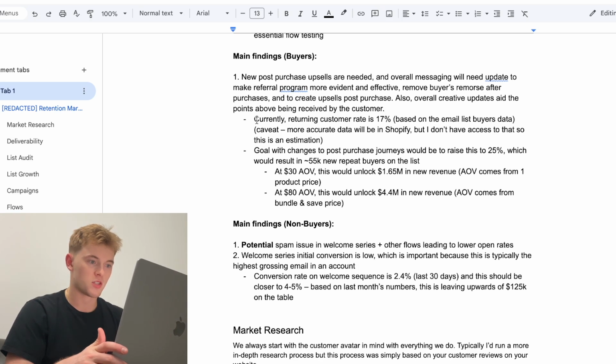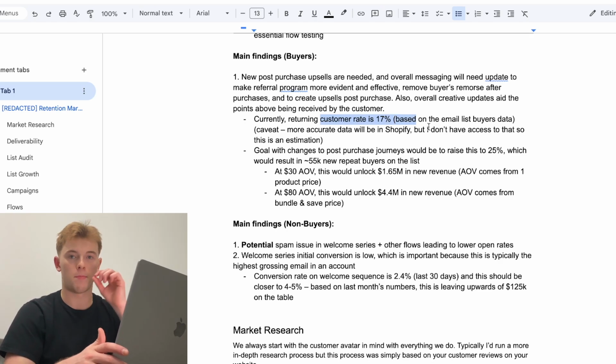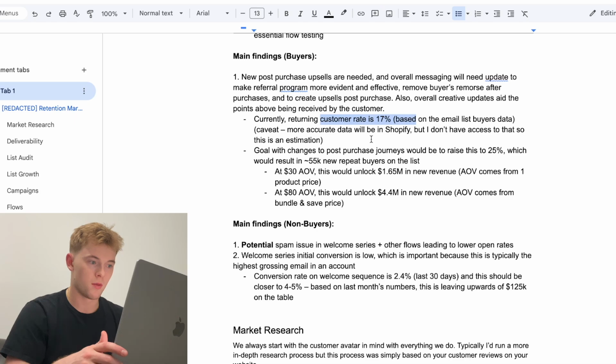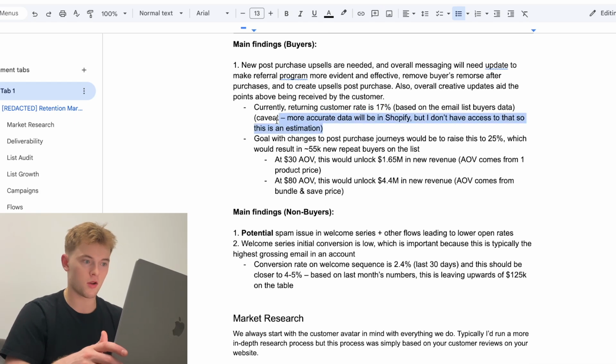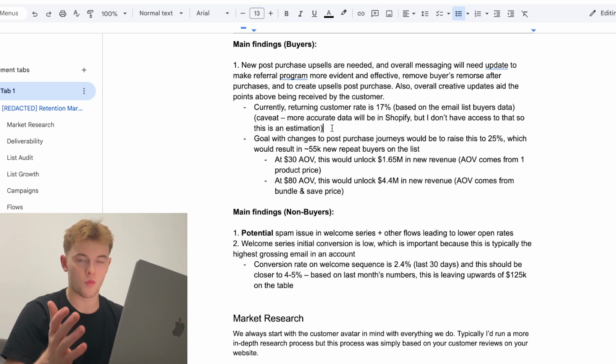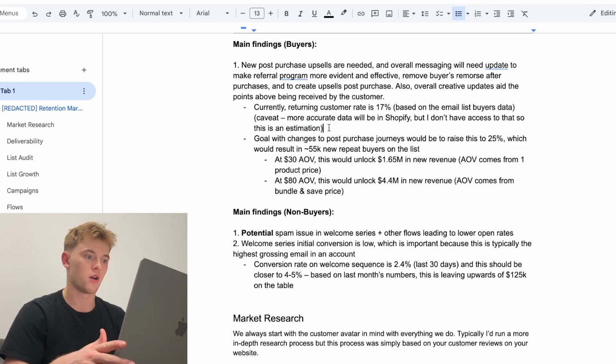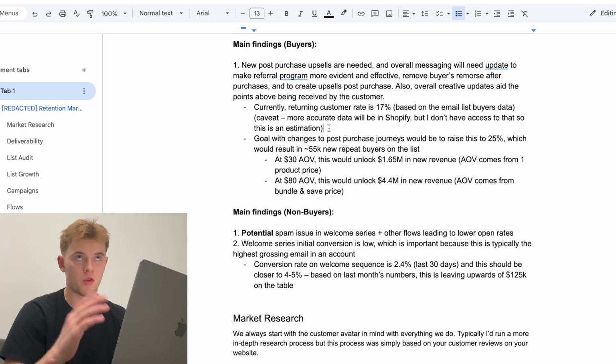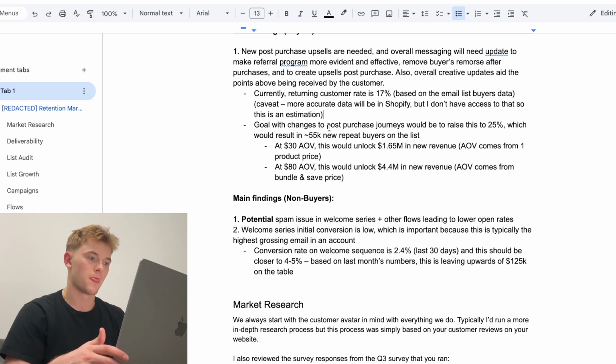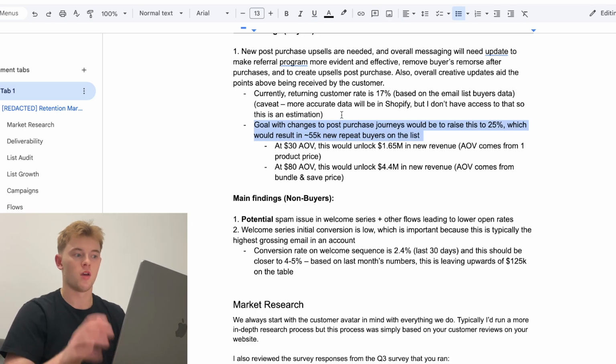Currently, their returning customer rate is 17%. That's based on the email list buyers data. That is not a Shopify statistic. Shopify is going to have a more accurate number, but we didn't have access to Shopify for this. We only had access to Klaviyo and some other platforms that they had, like Attentive for SMS.